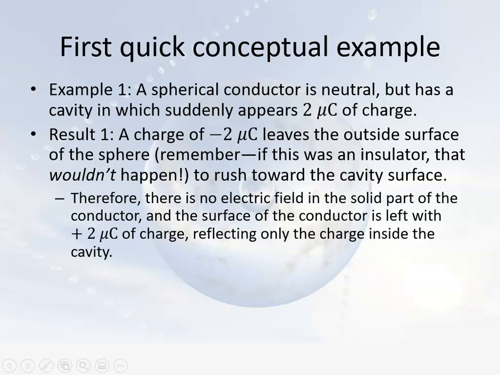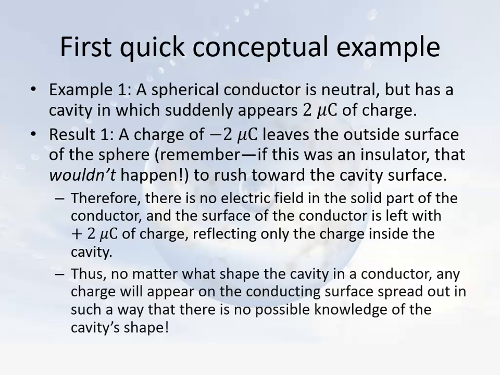Okay, so the result here is that if you pin 2 microcoulombs of charge inside of your cavity in a neutral conductor, that attracts negative 2 microcoulombs of charge from the outside surface of the sphere, and that ends up going to the surface of the cavity, leaving a charge of plus 2 microcoulombs on the surface of the sphere. Because the surface had been 0, negative 2 microcoulombs has left. A negative leaving means that a positive remains. 0 minus negative 2 leaves you with positive 2 on the surface.